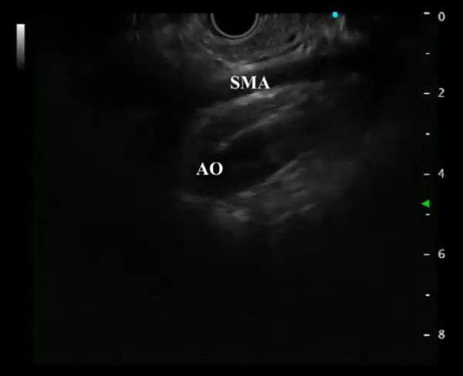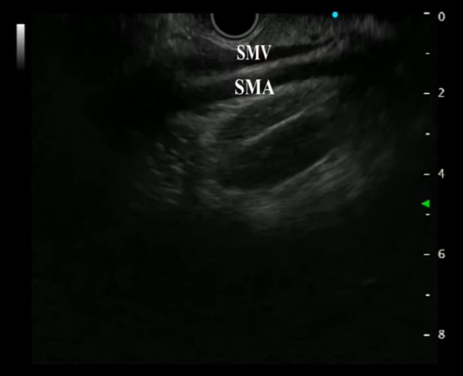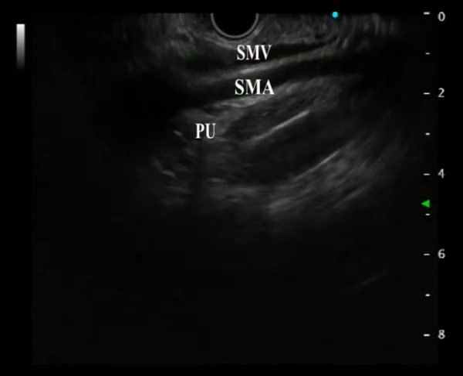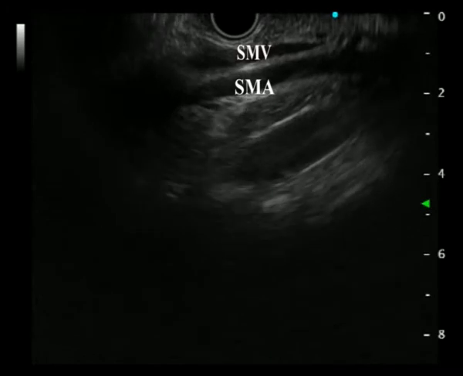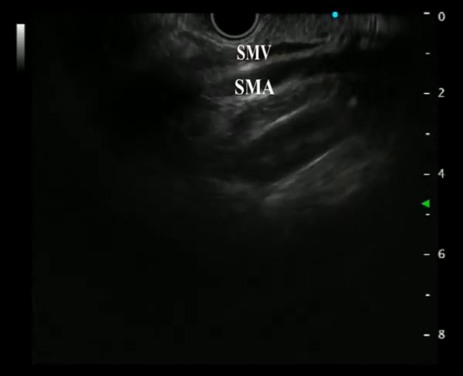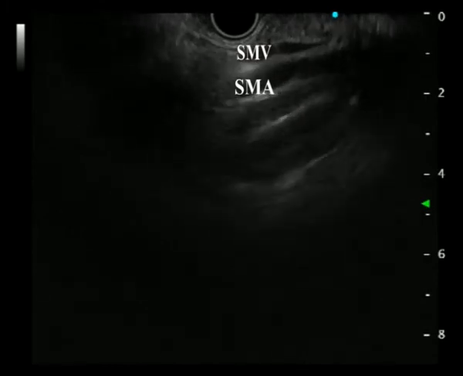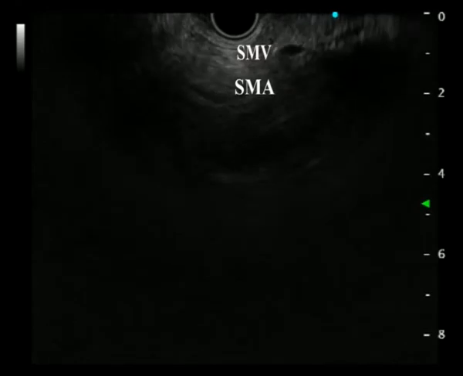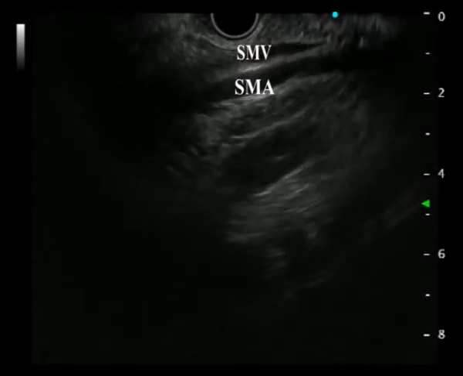The scope was inserted into the antrum and then gradually withdrawn while being rotated to identify the abdominal aorta and the superior mesenteric artery. The scope was then adjusted until the superior mesenteric artery was visualized in its longitudinal axis. The superior mesenteric vein runs parallel to the superior mesenteric artery and nearer to the transducer.